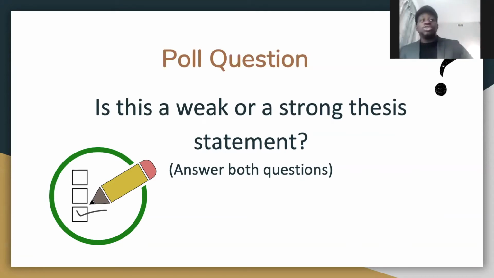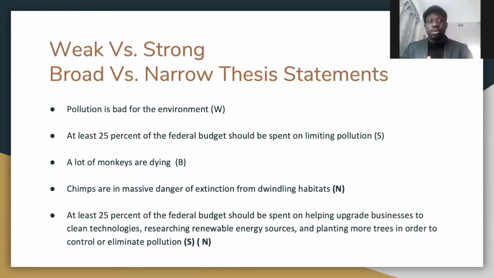Good. Number two, at least 25% of the federal budget should be spent on limiting pollution. Most of you said that's a strong thesis statement. I concur. It is a strong statement because it's very specific. Let's break it down. This individual believes at least 25% of the federal budget should be spent. That's a very specific amount on limiting pollution. The topic there is pollution. So they have a strong stance on the topic. They said how much they believe.